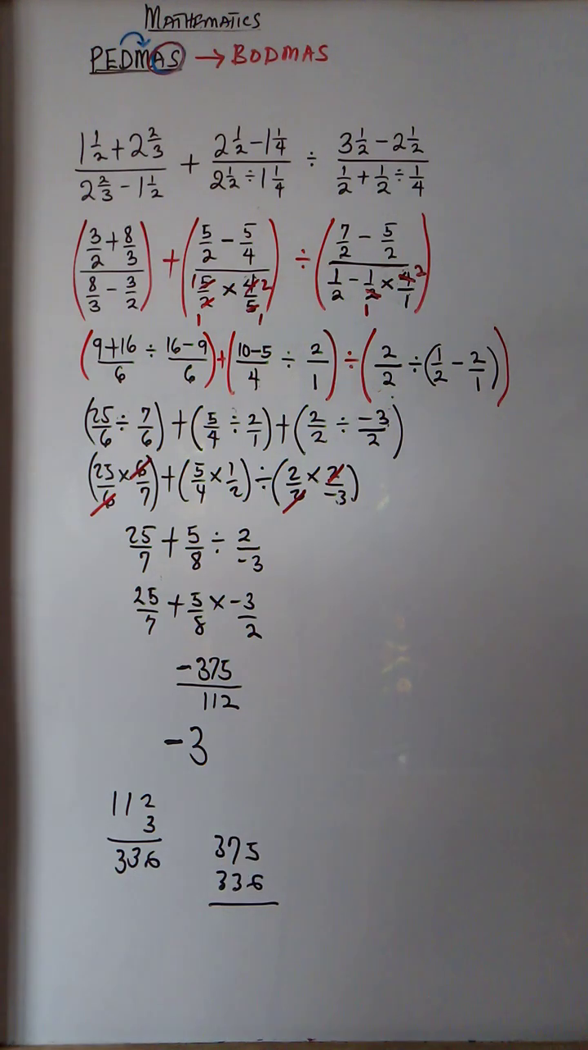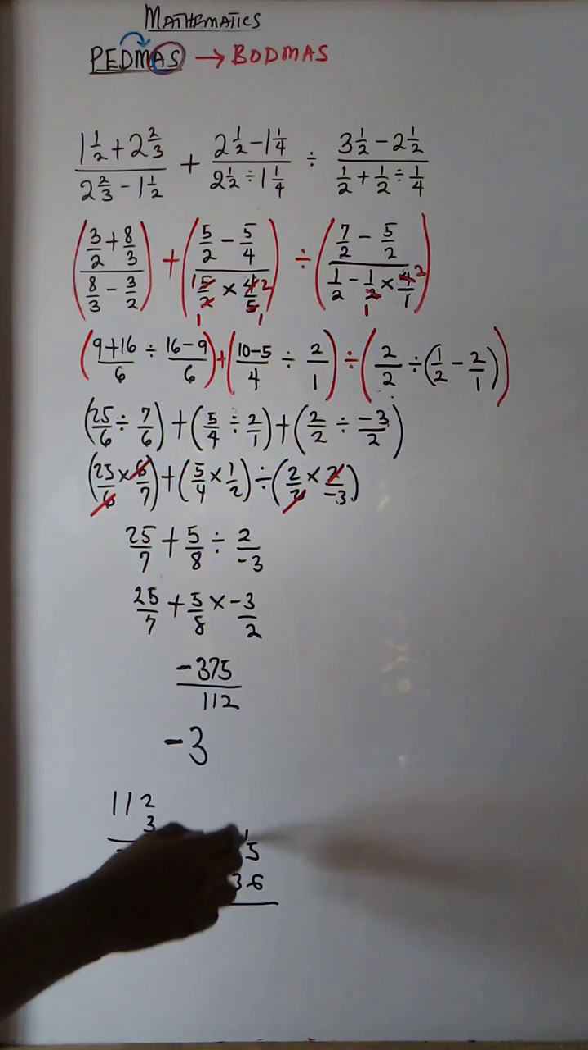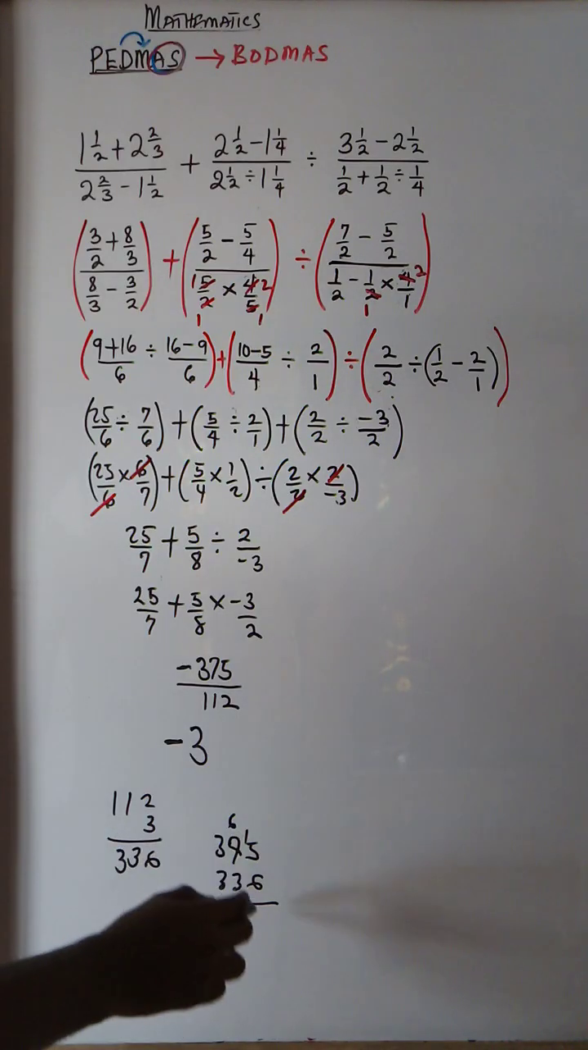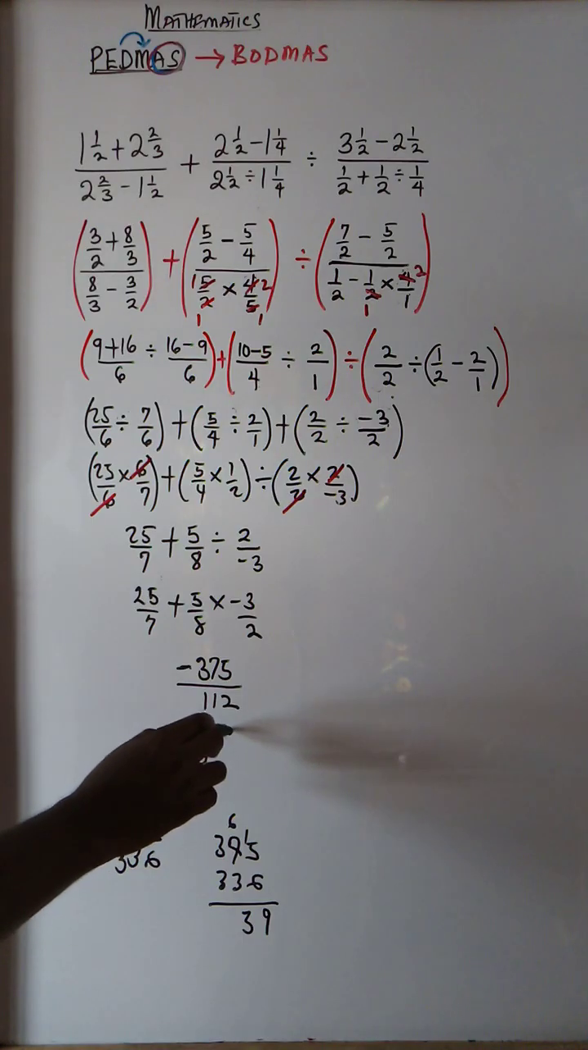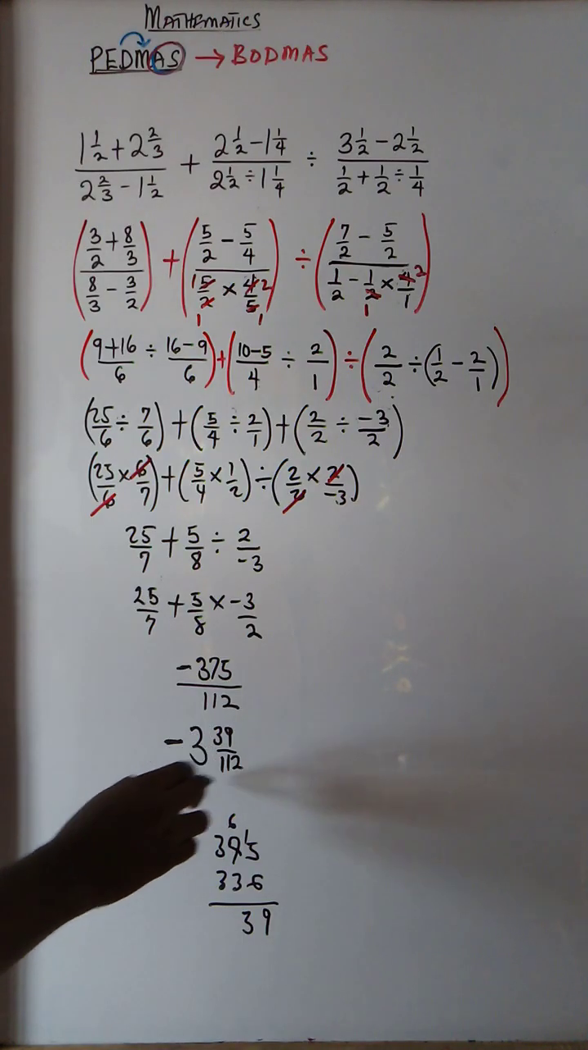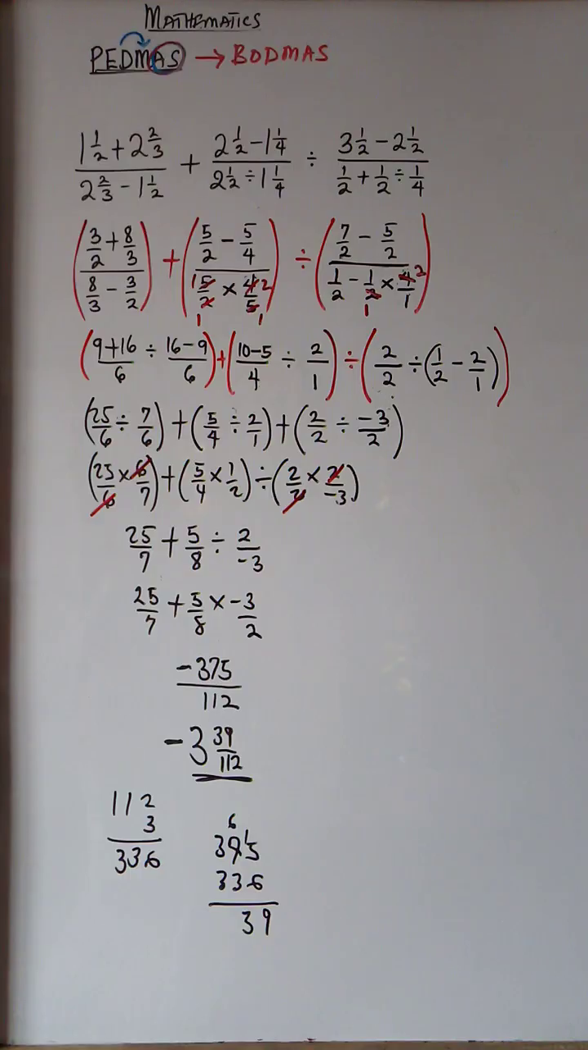So that's just 75 minus 36. Bottom one here is 15, this becomes 6. So 15 minus 6 is 9. This is 39. So that's 39 over 112. That's the final answer.